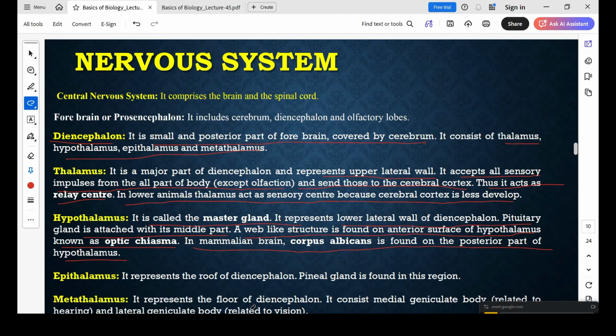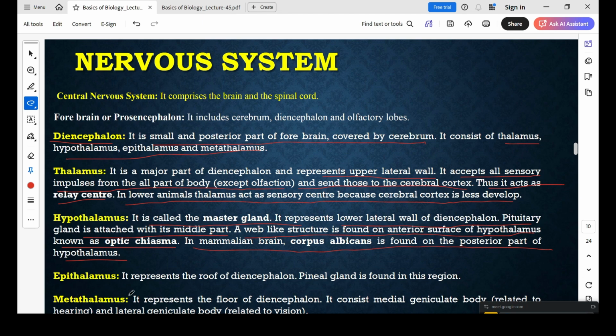So what the hypothalamus does is it produces various stimulating and inhibiting hormones, which then go to their respective endocrine glands and trigger secretion of the hormones of that specific gland.